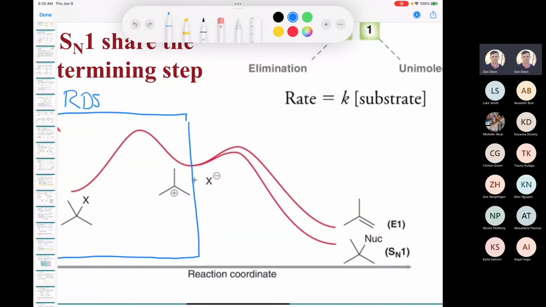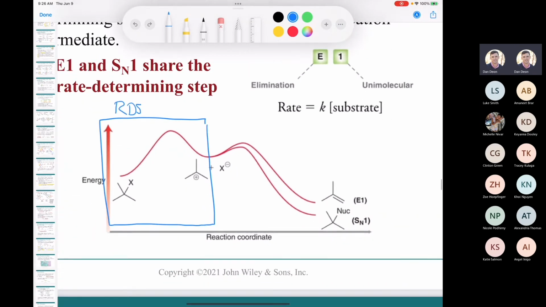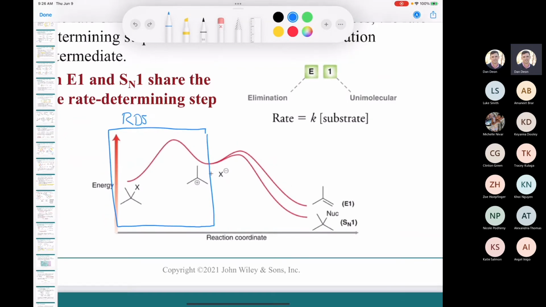Now, if you look at the activation energies for the elimination reaction and the substitution reaction, you see their activation energies are pretty close, right? They're very close activation energies. And here they've shown that the SN1 product is more stable. That is sometimes the case, but not always. Sometimes the E1 product can be more stable than the SN1. It's usually if it's tri-substituted or tetra-substituted.